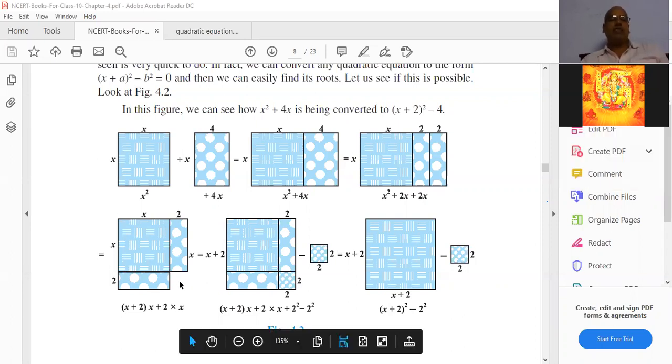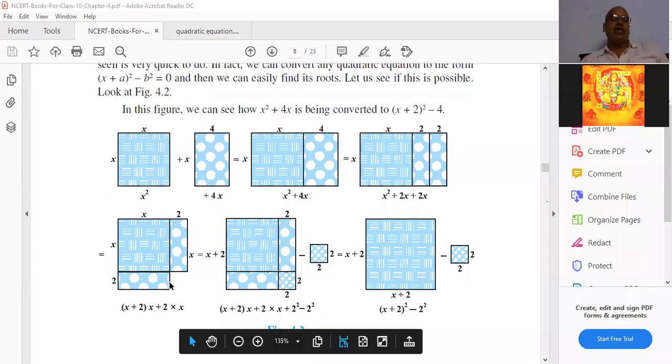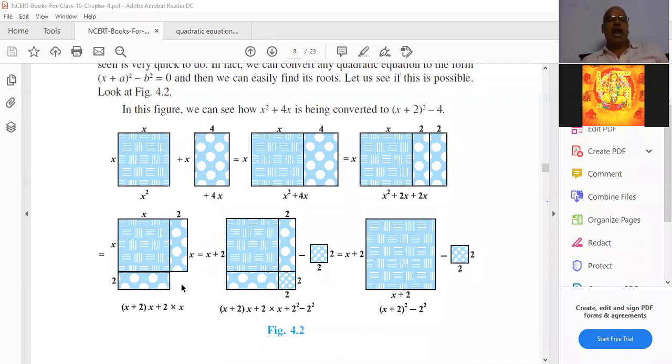Okay, here a gap is there. See my cursor, my cursor is here. Here the gap is there. To fill up this gap, I want a square of side 2 units, 2 into 2. This side is 2 units, that's why this is a side of square 2 units. I have to add the area of a square of 2 units here.